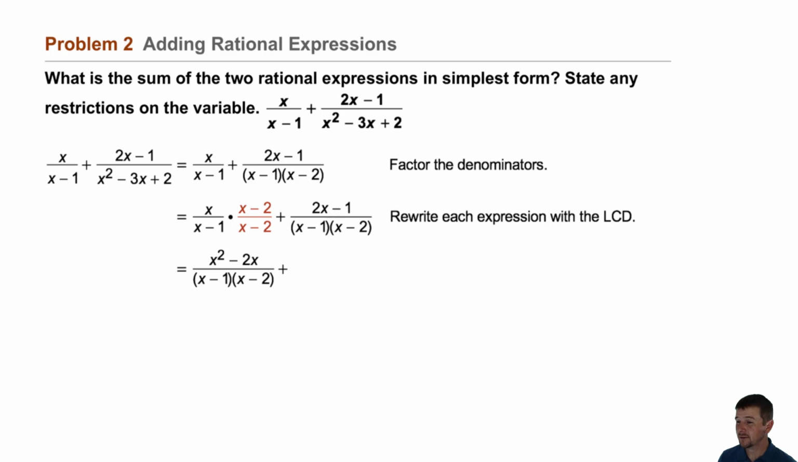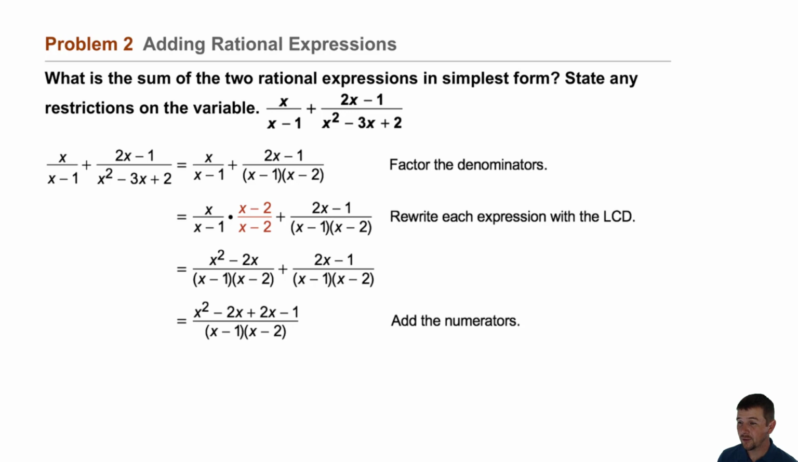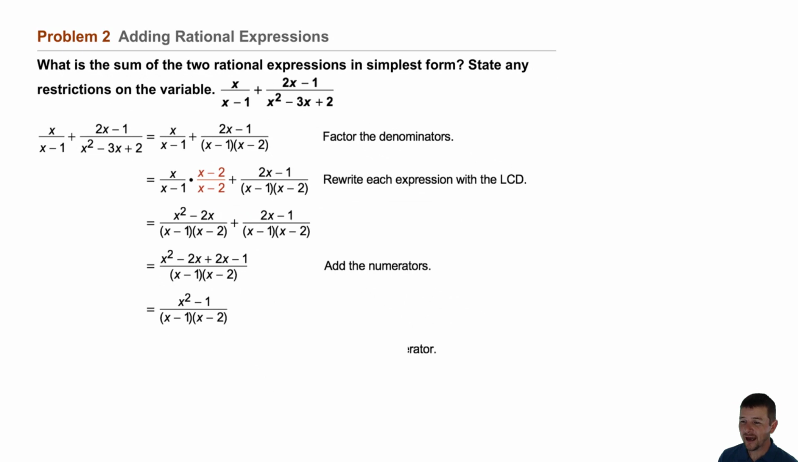Now we have a common denominator, x minus 1 times x minus 2, and so we bring down the expression on the right, that's 2x minus 1 over x minus 1 times x minus 2. Now that we have a common denominator, we simply add the numerators and combine like terms. The numerators added together, that's x squared minus 2x plus 2x minus 1. Combining like terms, the numerator becomes x squared minus 1, still over that common denominator, x minus 1 times x minus 2. Now we factor the numerator.